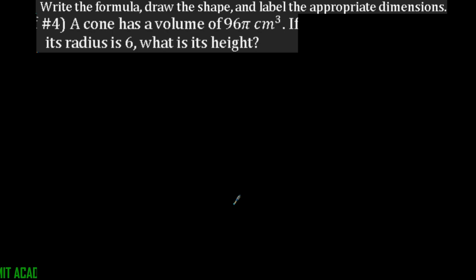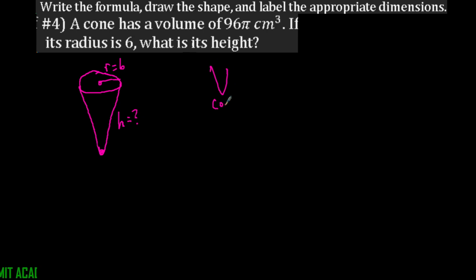For number 4, it says a cone has a volume of 96 pi centimeters cubed. If its radius is 6, what is the height? So we now have a different cone. I'm going to draw my cone out, come to a point, and we're trying to solve for its height. We don't know what h is, but our radius is equal to 6. And now I can write out my formula. The volume of the cone is equal to big B times h over 3.